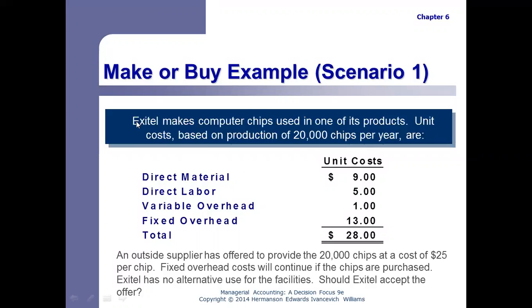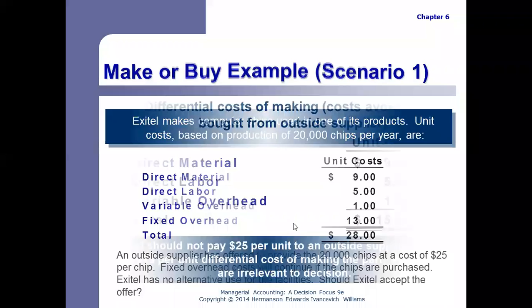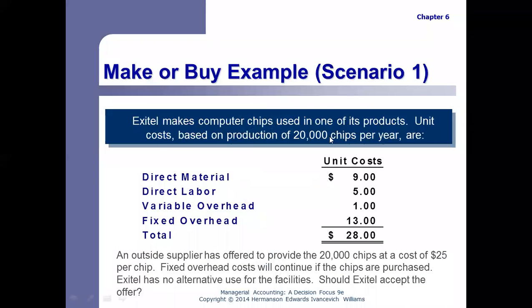So in this case, let's say this company makes computer chips used in one of its products. Maybe it's a computer company and they make their own computer chips. The current unit cost is based on production of 20,000 chips per year, which is their capacity. The direct materials for making the chip are $9 each, and notice these are unit costs. Direct labor costs are $5 each. Variable overhead costs are $1 each. And fixed overhead costs are $13 each.